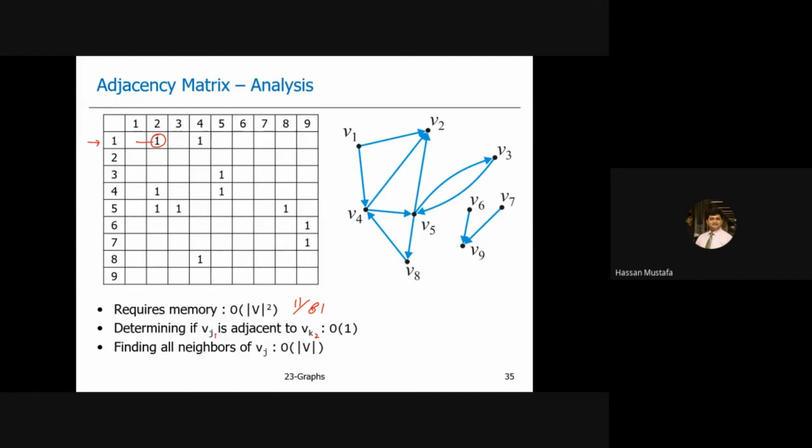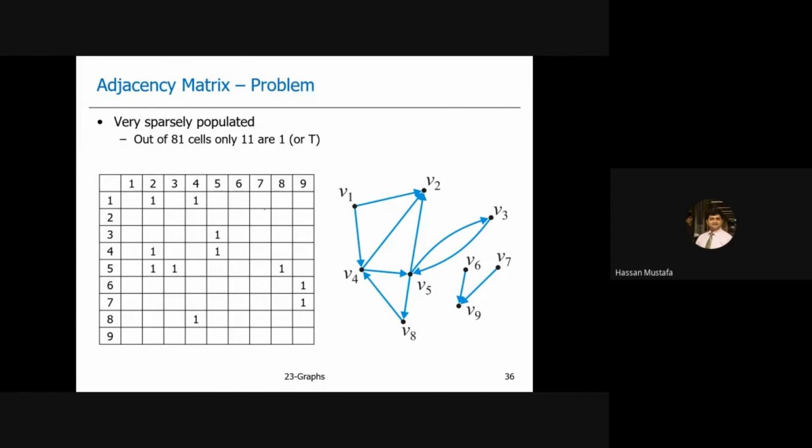then I would need to check this complete row and see how many ones are there. So if there are 3 ones, the sum would be 3. So I would just need to add up the values in this row, and I would come up with the number of neighbors if the graph is unweighted. Otherwise, I would just check the cells that are non-zero in this row. So the size of the row is the number of vertices, so that's the order of v.